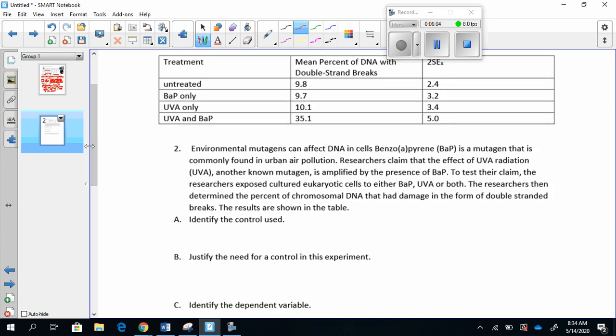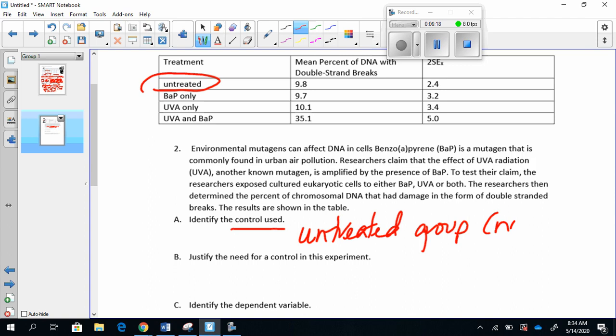Okay, identify the control. The control does not get my independent variable. There it is, untreated. So this is the untreated group. No mutagen added.